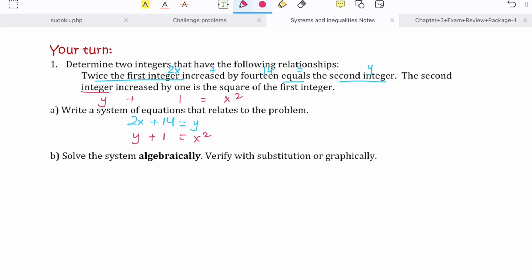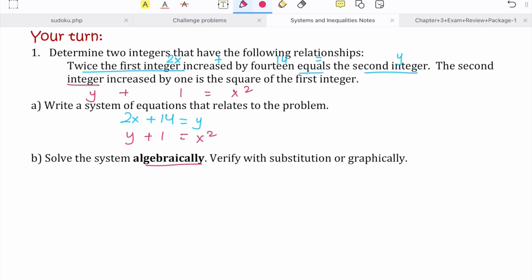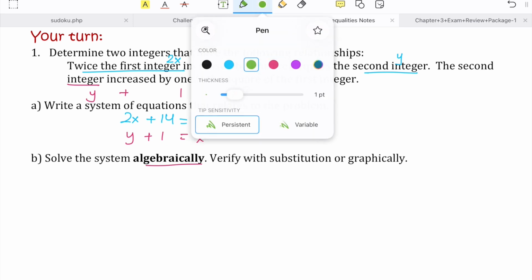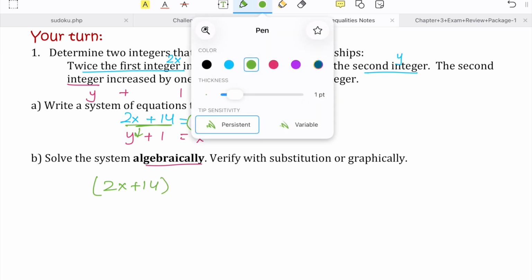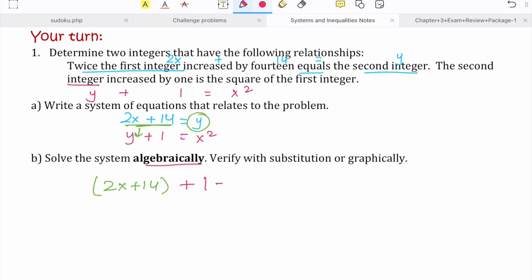Now we need to solve them using algebra. So we can use substitution if you guys want for this one. Doesn't matter, you can also do elimination. So the first thing I'll have to do is find the y value. I already have the y value, so I'm going to put this in over here. So I have 2x plus 14 plus 1 is equal to x squared. So it's going to be 2x plus 15 is equal to x squared.